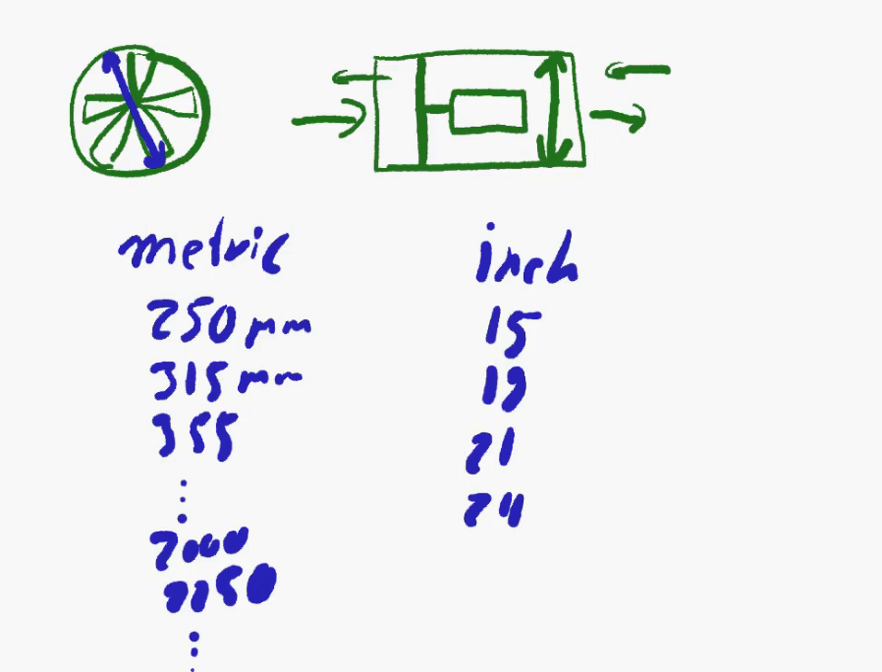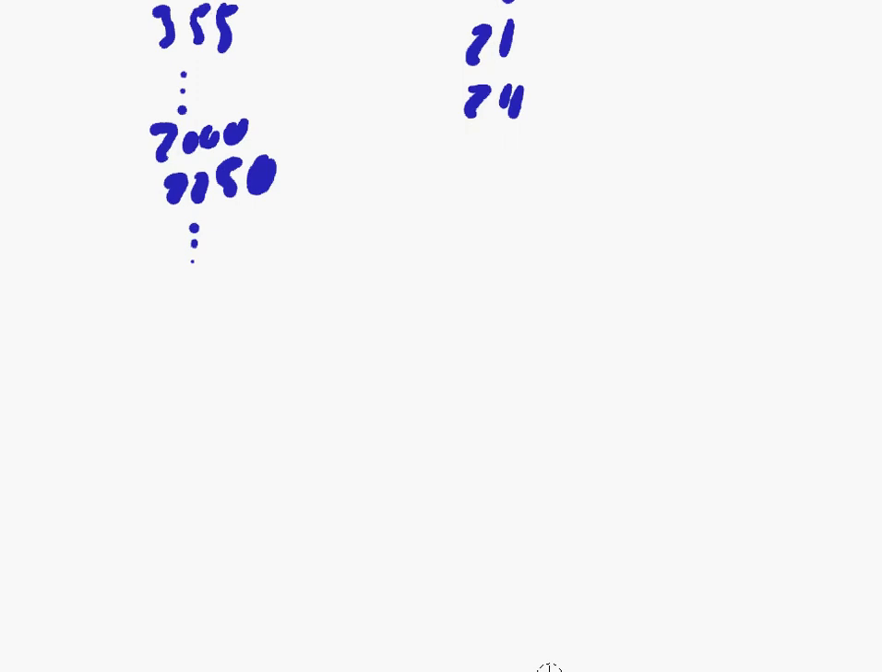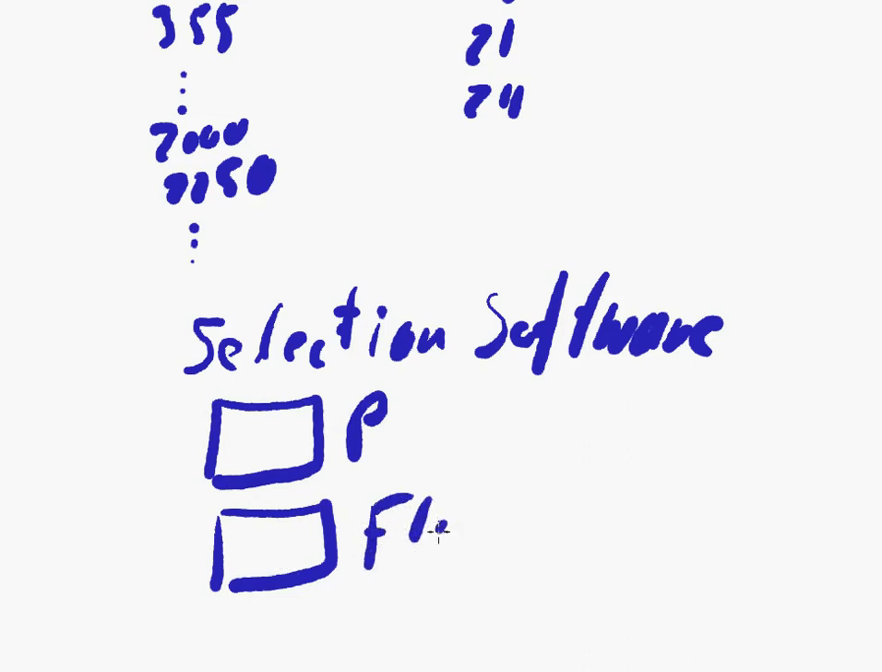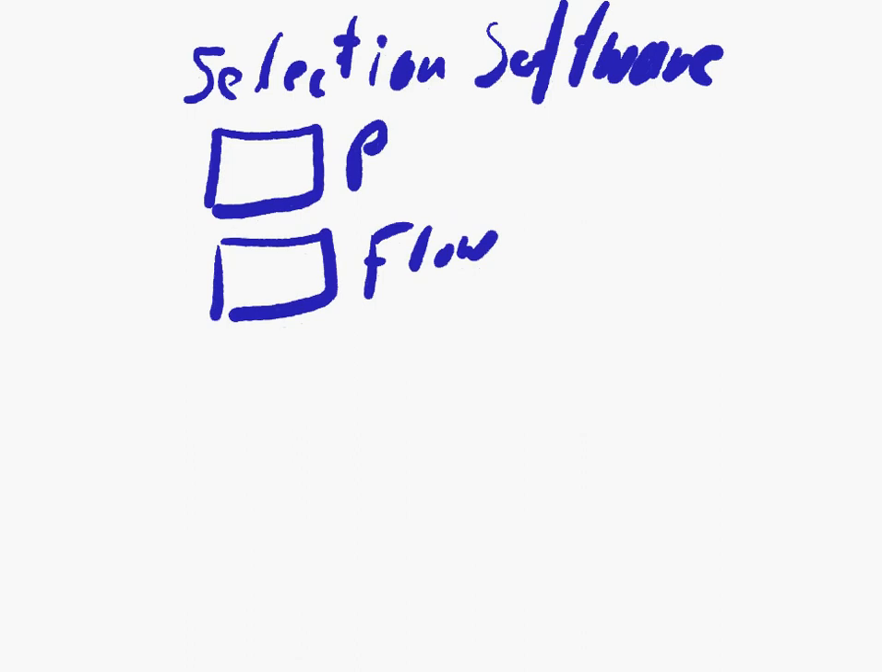And another thing with size is, how is size determined? How do you determine a fan size? Well, with fans, you have a certain software which is called selection software. With this selection software, you input two things: the pressure you require and the amount of flow that you require. You input these two things, and what that software outputs is that it suggests certain fans or fan sizes which would do for your application.